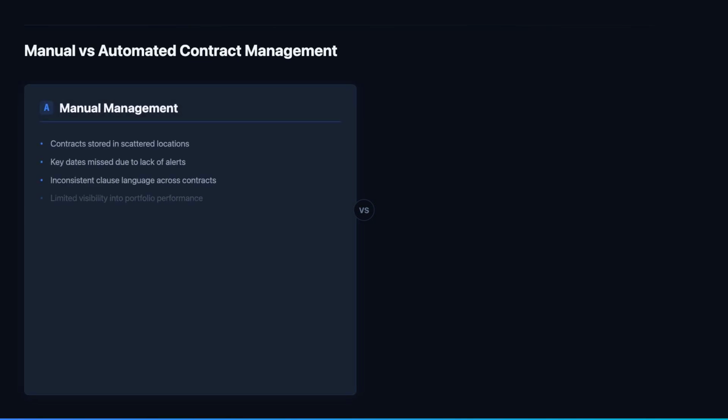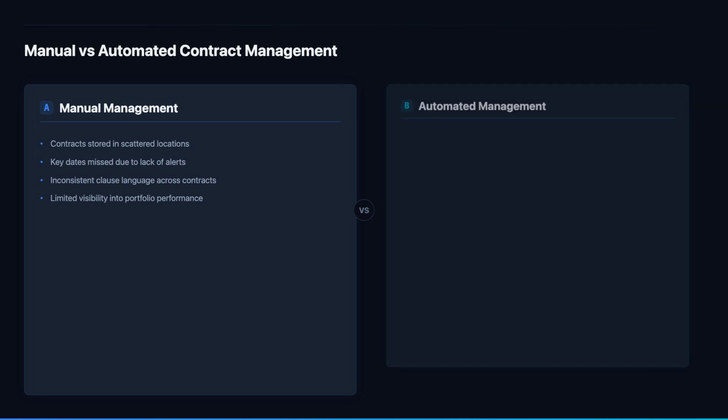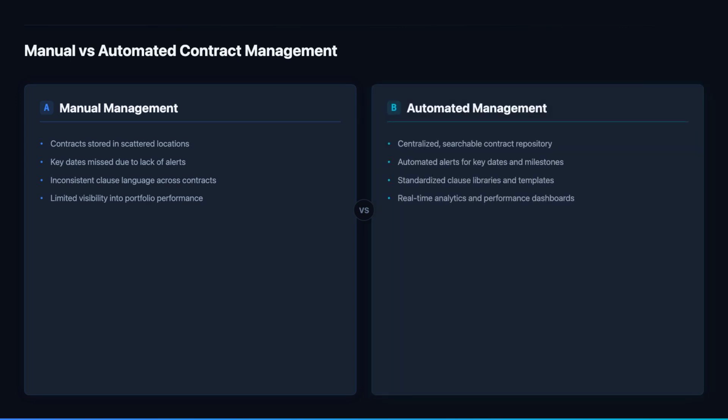The shift from manual to automated contract management is transforming how organizations handle their contract portfolios. Manual contract management creates blind spots, missed deadlines, and inconsistencies that expose the organization to unnecessary risk. Automated systems provide the visibility, consistency, and proactive alerting that modern contract portfolios demand.